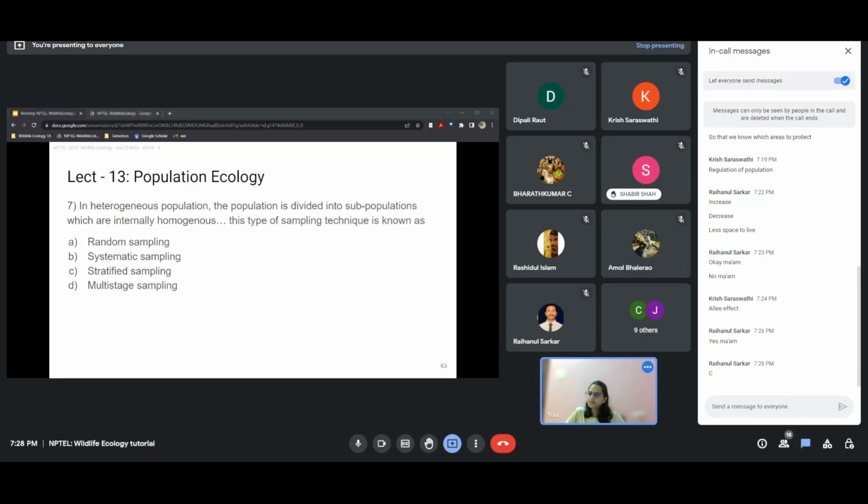Any other guesses? Ma'am, can I try? Yes, sure. Ma'am, it's simple random sampling. Okay, why do you think it's random sampling? Okay, somebody says systematic sampling. Okay, why random sampling and why systematic sampling and why, what was the other choice? Stratified sampling. Anyone would like to explain these three kinds of sampling?